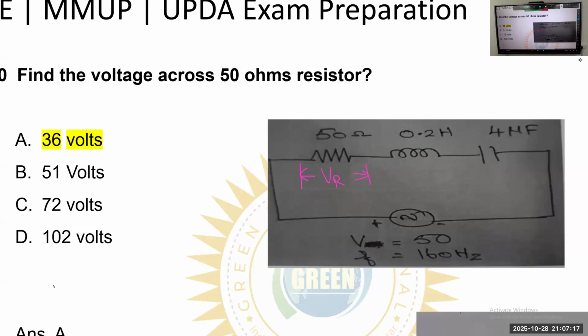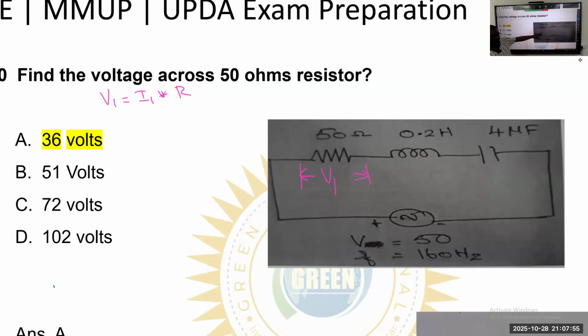Okay. How to find the VR? We go to Ohm's law. V is equal to I into R. Correct? So to avoid confusion, we take V1. Okay. So V1 is equal to the current flowing through the resistance into the resistance. This way you understand easily, because if you put IR into IR, we may confuse the letters.